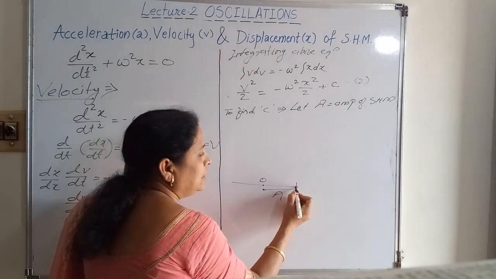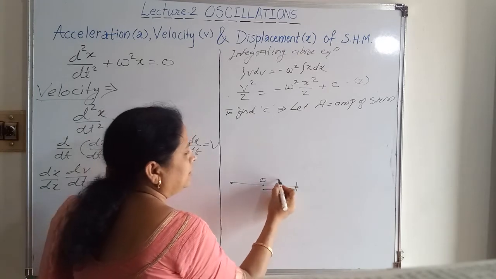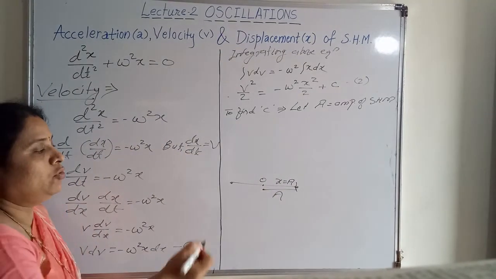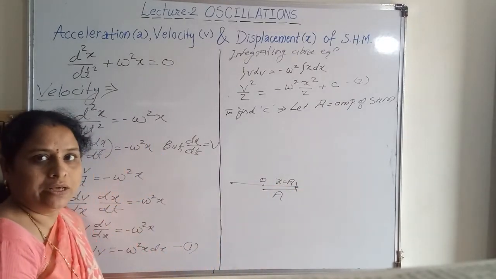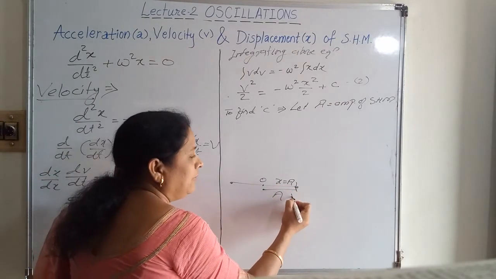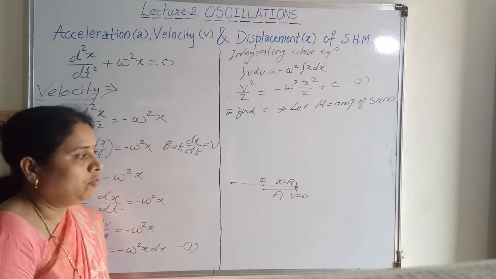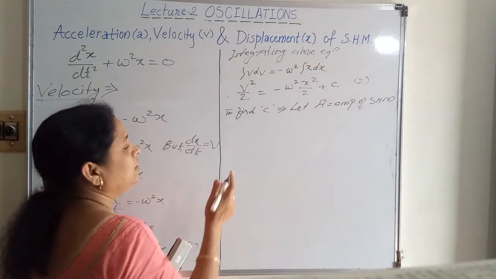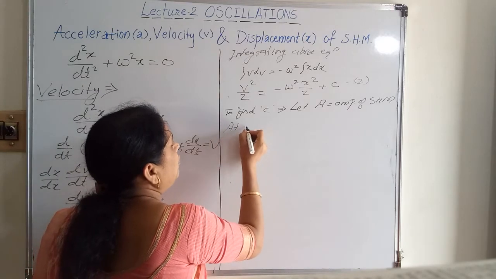And at this extreme point, any extreme point, the displacement x becomes A. So we use that extreme condition here. And at this point, the velocity is equal to 0. We use these two conditions to obtain the constant of integration. So I write here, at extreme point.